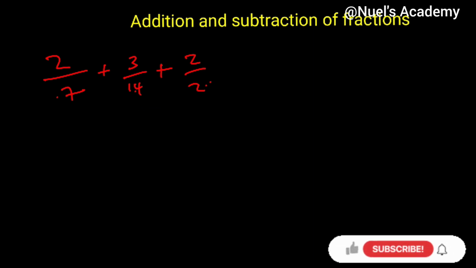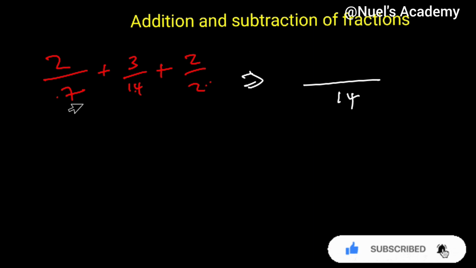Okay, so as we found out that LCM is 14, so this is 14. Now 14 divided by 7 is equal to 2. 2 times 2 is 4, then plus 14 divided by 14 is 1. 1 times 3 is 3, plus 14 divided by 2 is 7. 2 times 7 is what? Is 14. So this is going to be equal to, we have 14 here.